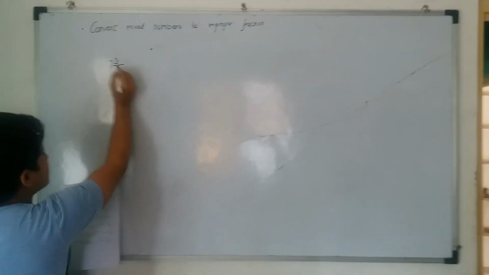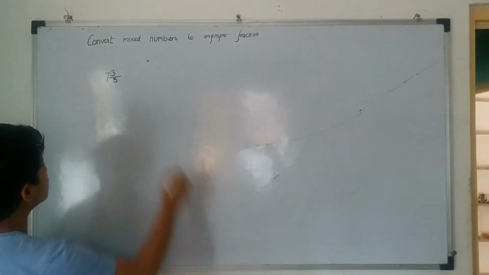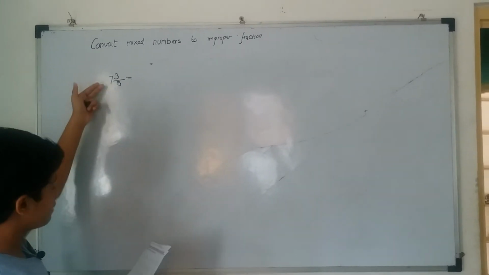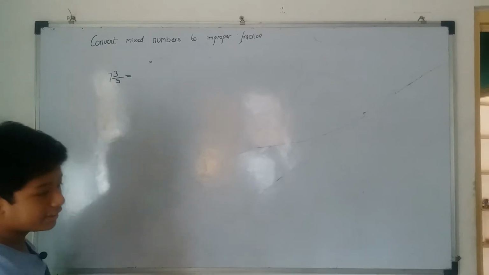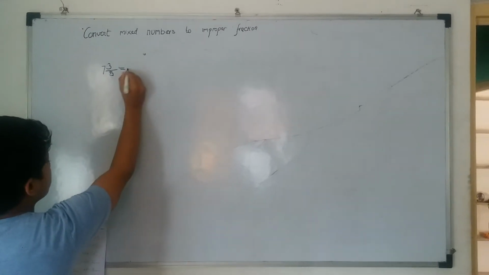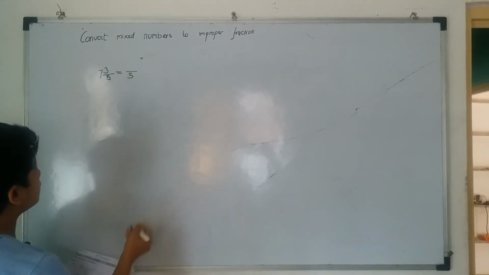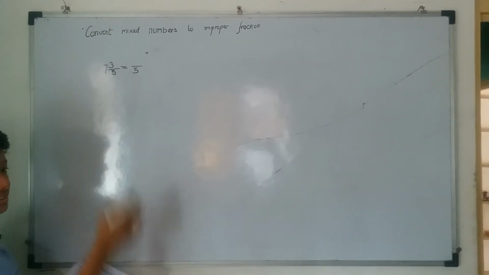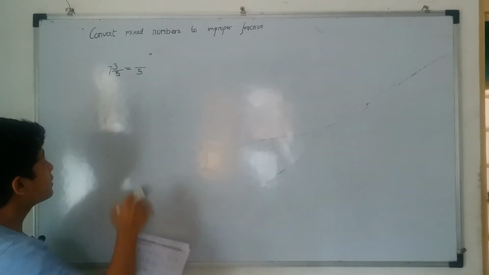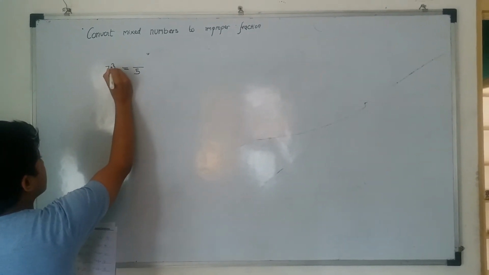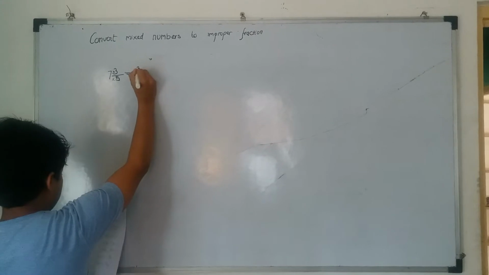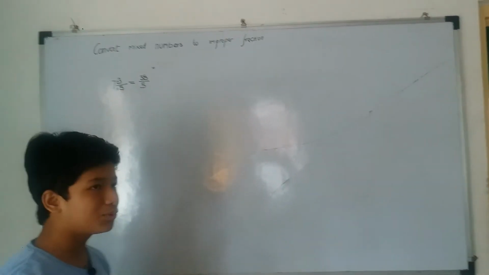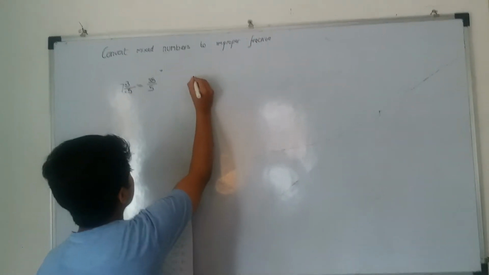Like see example, 7 3 upon 5. This is the given question that we have, 3 upon 5 and 7. So how do we convert it to an improper fraction? First see, the denominator will be the same. Then what should we do? Multiply them. 7 5s are 35. Then 35 plus 3 equals 38. So this is our answer. It is very simple. You don't have to fear the question.